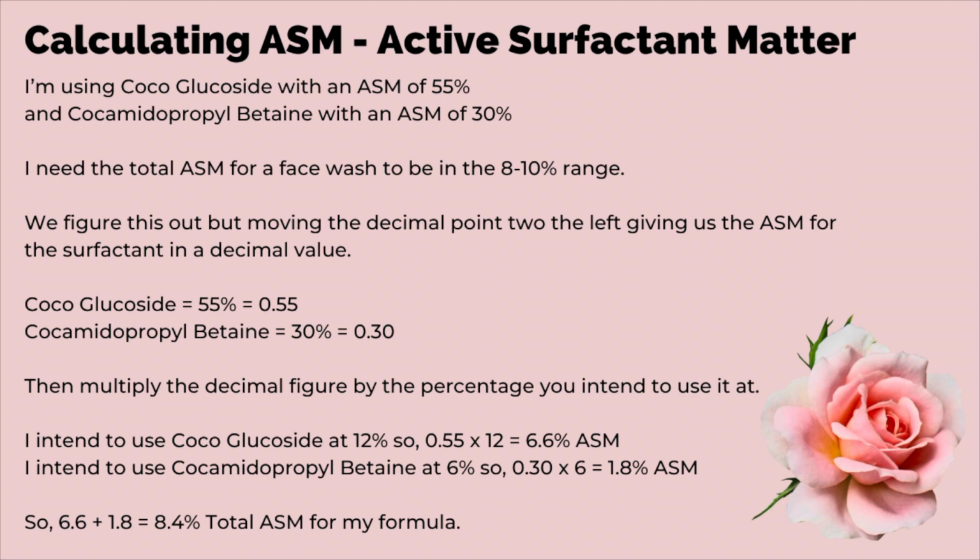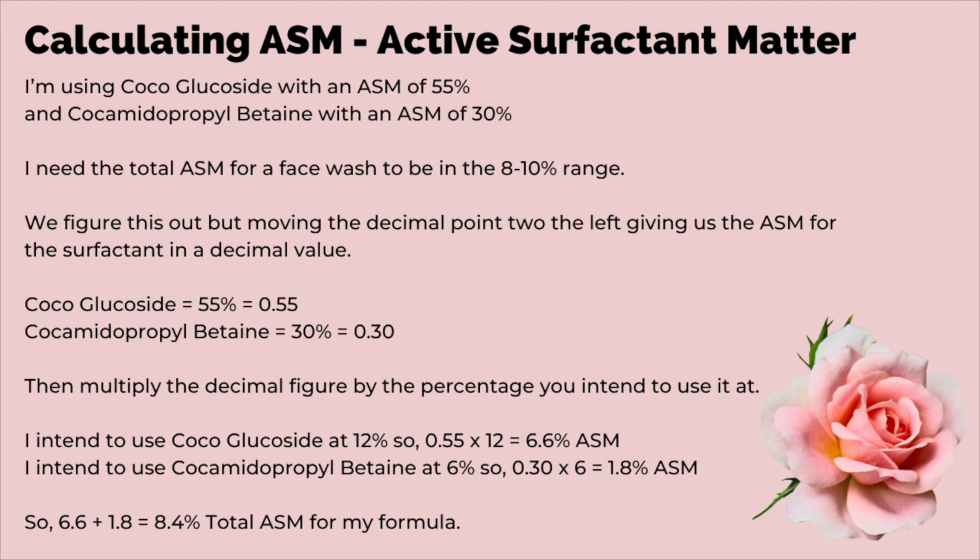So to do this, we have this calculation which I'm showing here, and what I do is take the ASM, the active surfactant matter of my two chosen surfactants, and then I need to do a calculation. So I'm using coco glucoside with an ASM of 55%. You can usually find this on the manufacturer's website. This is the total active surfactant matter percentage that is in that surfactant. And then I've got cocamidopropyl betaine with an ASM of 30. That means that there's 30% active surfactant matter in the cocamidopropyl betaine.